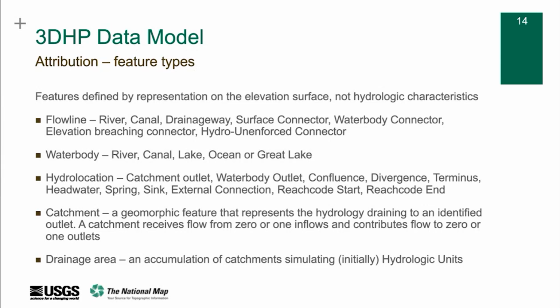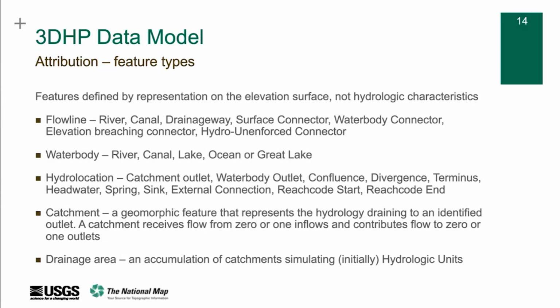When you're used to looking at that NHD table of attributes where we have hundreds, it's definitely a much smaller list of the feature types that we have. We're really trying to keep it very simple and able to be defined as features that can be derived from the elevation surface. So we have things like rivers and canals and drainage ways, surface connectors, water body connectors. These are all things that we can define from characteristics of the elevation surface and the way that they flow over the surface.